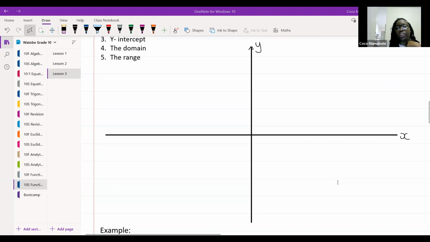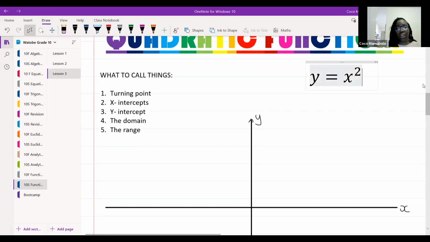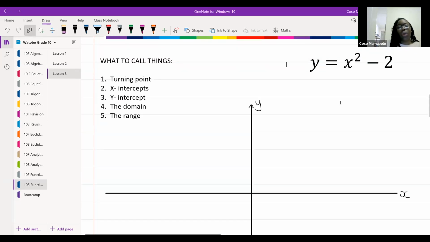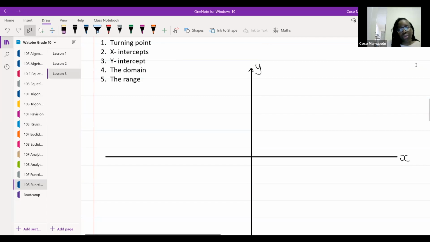So I'm going to take my Cartesian plane over here, and I just want to add one thing: a -2. I want to add a -2 there. So if I had to sketch the graph of y is equal to x squared minus 2, I would end up with a graph that looked like that.